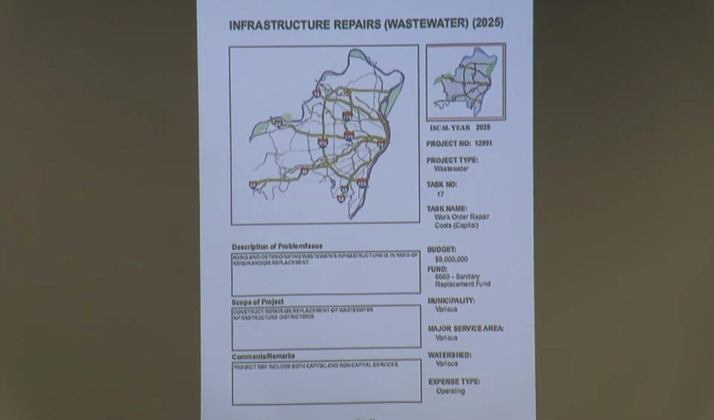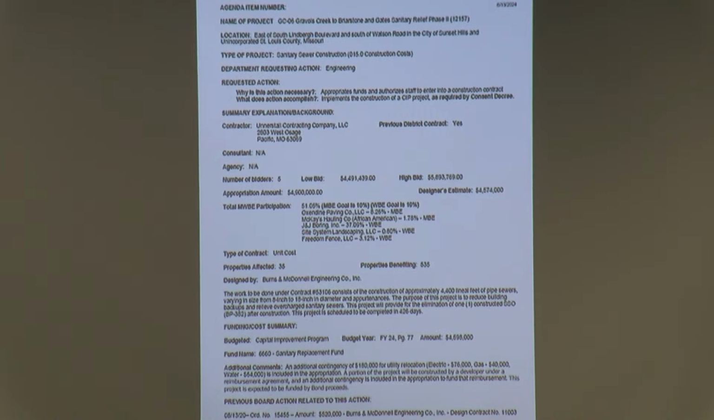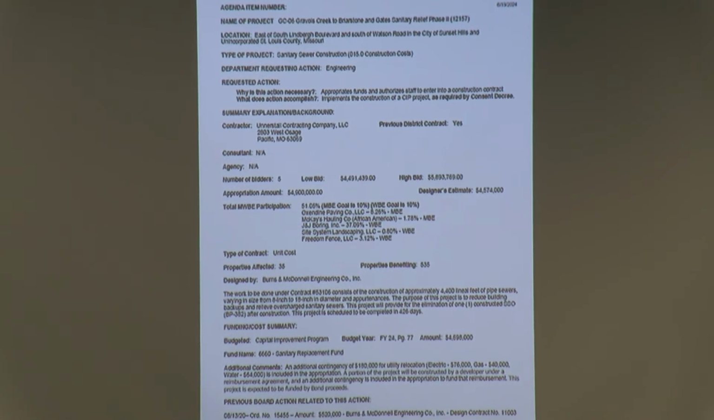All right, the next item was a project bid this past month. It's the GC06 Gravois Creek to Briarstone Sanitary Relief. This action will appropriate funds and authorize staff to enter a construction contract. The work to be done consists of the construction of approximately 4,400 lineal feet of sewers varying from 8 to 18 inches in diameter. The purpose of this project is to reduce building backups and relieve overcharged sanitary sewers. This project will eliminate a constructed SSO required by the consent decree.